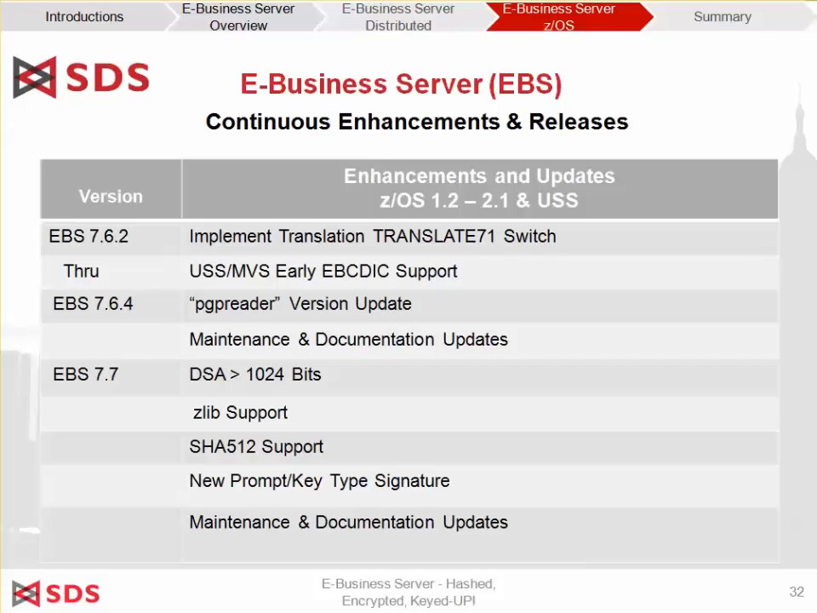7.6.2 through 7.6.4 were major maintenance releases along with USS MVS early EBCDIC support. We updated the PGP reader version and implemented a translation switch, Translate 71, to toggle between the B152 and the new B160 translation. In eBusiness Server 7.7, we added DSA support to allow signing keys greater than 1024 bits. We added zlib support and SHA-512 support, as well as new prompts and new key types for DSS with selectable signature.